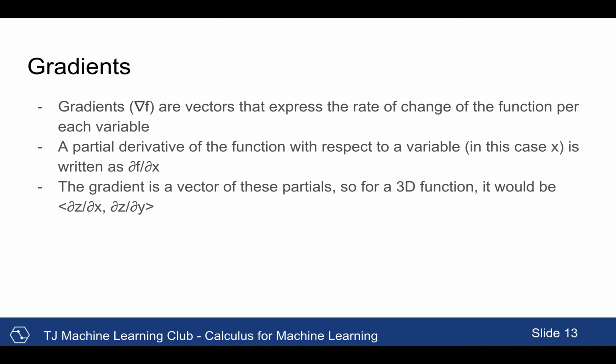So for a 3D function, it would be partial of z over partial of x, comma, partial of z over partial of y. And then in more dimensions, it's the same. So in a 4D function, it'd be like partial of w over partial of x, partial of w over partial of y, and partial of w over partial of z.